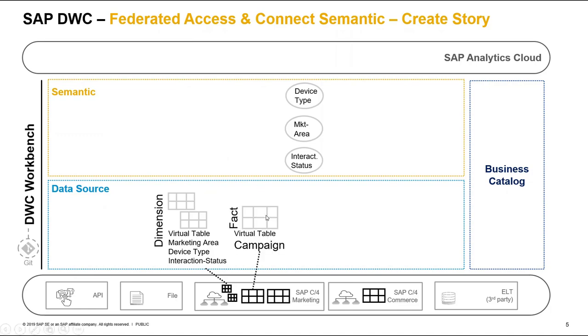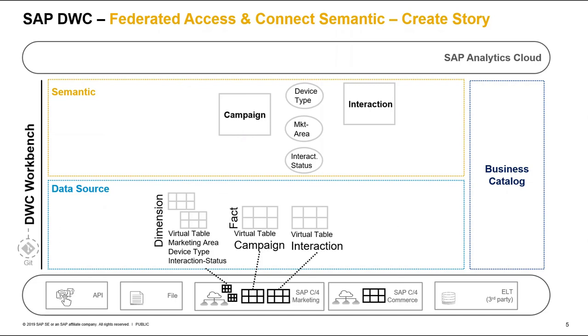Next step would be that Jane connects also to the campaign information, which will also be generated as a virtual table as a starting point. And Jane will flag this information to become a fact table of type data source. Data Warehouse Cloud automatically generates a semantic virtual object called campaign, which is also connected to the data source virtual campaign table. Jane continues to run the same activity for the interaction, which will also generate a semantic object interaction. And from the second system, the C4 commerce system, she reverse engineers the data for the leads table. It will also end up in a virtual table on the data source layer and a leads semantic object within the semantics block.